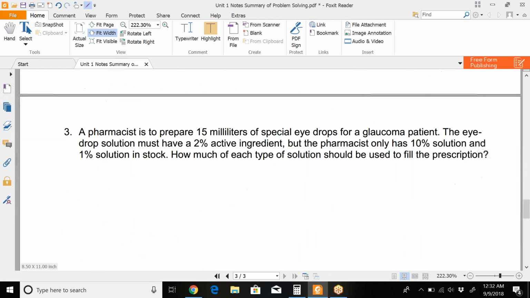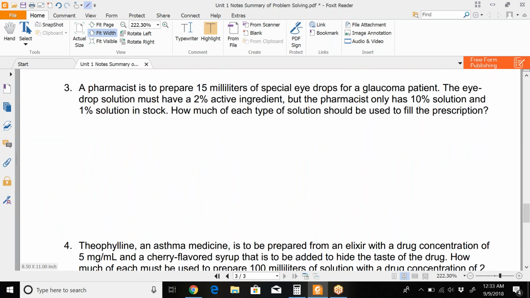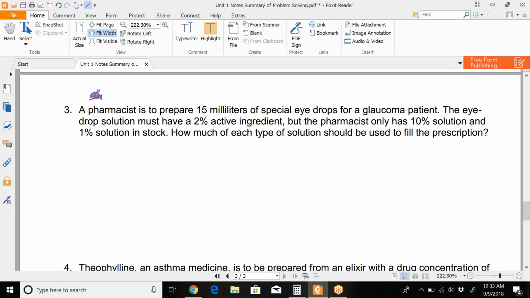Okay, the next one I want to do for you guys is a mixture problem. And like I said, we'll do the other one in class, so I'm kind of saving one for us to do together. So in a mixture problem, usually we have two different concentrations of something like acid or special medicine. They're trying to add them together to create a final product. So I kind of think of it as a bucket problem.